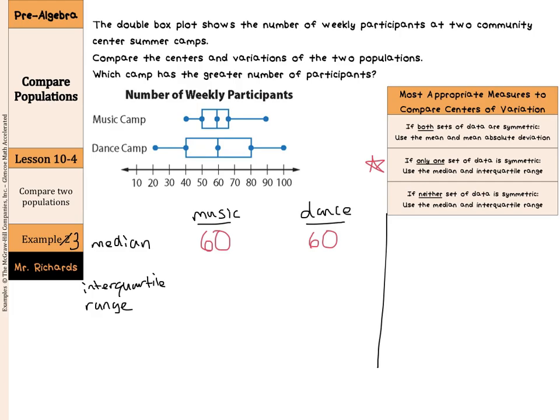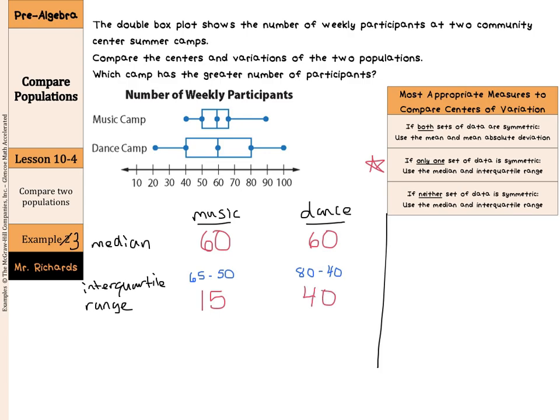Well, for music camp, we're right here, and if we go down, that looks like it's going to be about 65. And we'll subtract away the lower end, which looks like it is at 50. And 65 minus 50 is 15. Now for dance, looks like our higher end is 80, and the lower end is 40. And 80 minus 40 is 40.